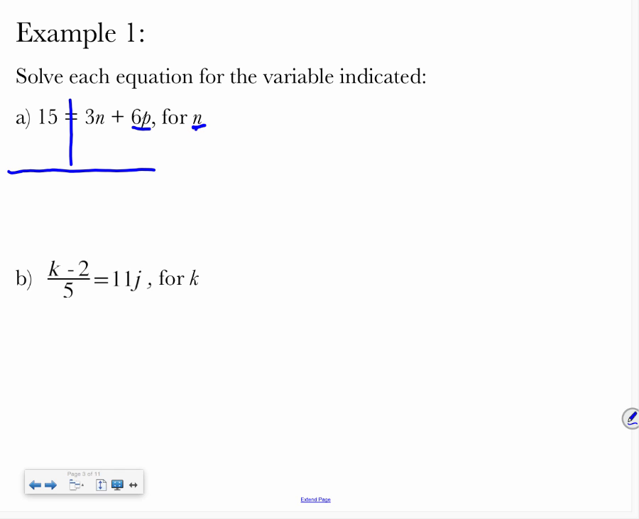Let's move the 6p. Here on the right hand side of the equation we are adding 6p, so to undo that we are going to subtract 6p from both sides. So we are left with 15 minus 6p on the left hand side, and we have 3n on the right hand side. And then I'm just going to rewrite that quick.